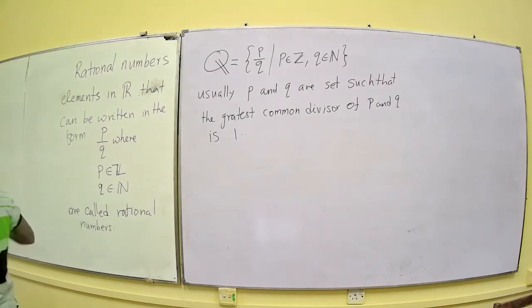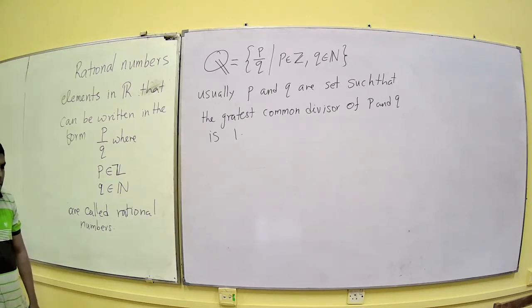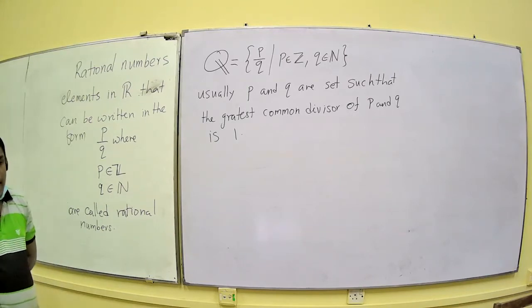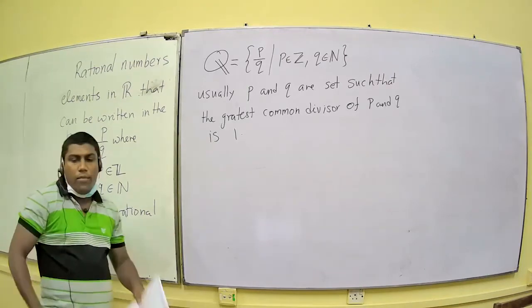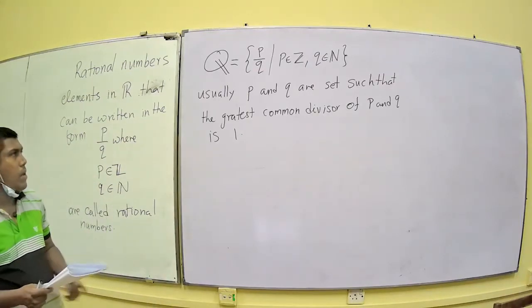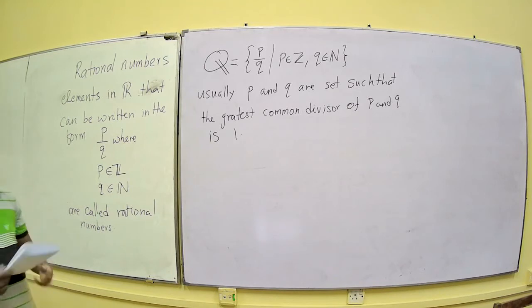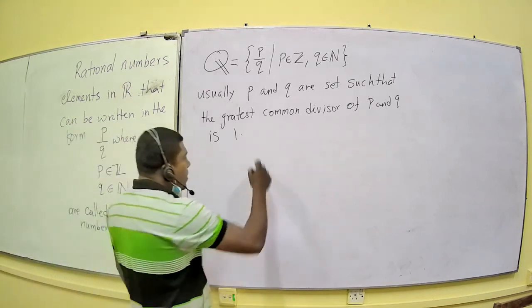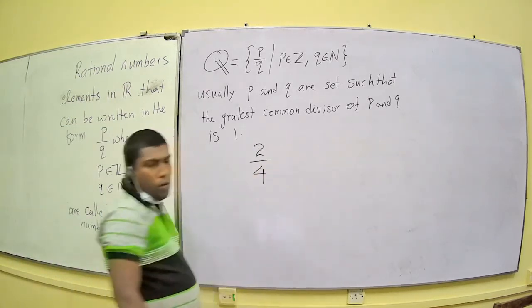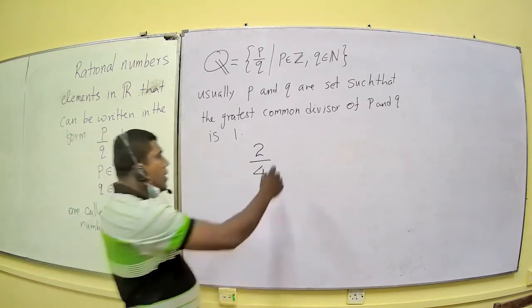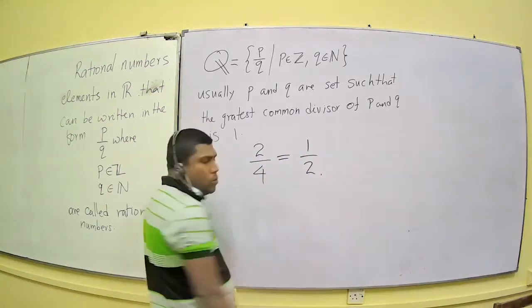Usually when we write rational numbers, we mostly write them as simple fractions. That means the greatest common divisor of P and Q is 1, so there is nothing other than 1 that is a common factor of P and Q. You can say 2 upon 4 is also a rational number, but you can write it as 1 upon 2. So 2 upon 4 is also a rational number, but this is actually 1 upon 2.